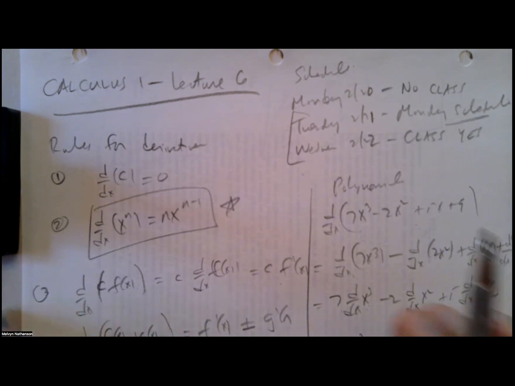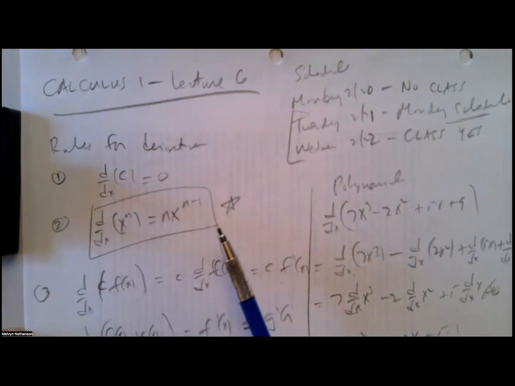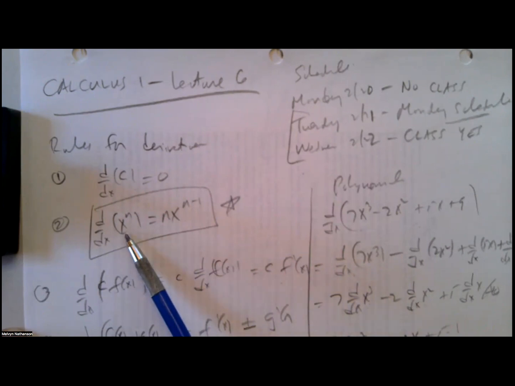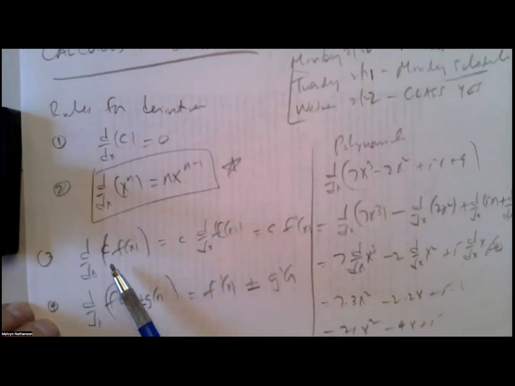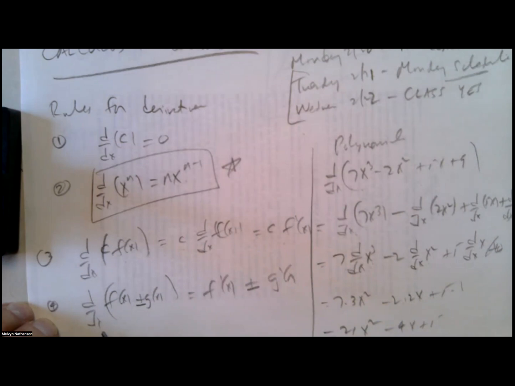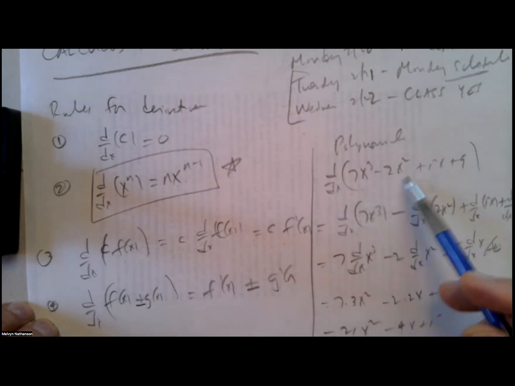And I reviewed some differentiation rules. Derivative of a constant is 0. Derivative of x to the power n is nx to the n minus 1. Derivative of a constant times a function is a constant times the derivative. The derivative of the sum or difference of two functions is the sum or difference of the derivatives. And then if you put that together, you can differentiate any polynomial term by term in a very simple way.